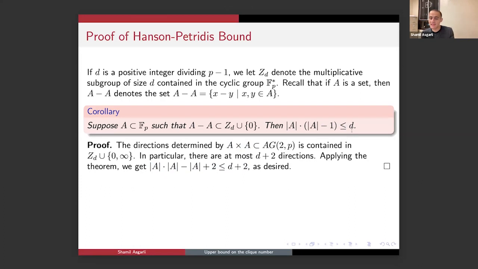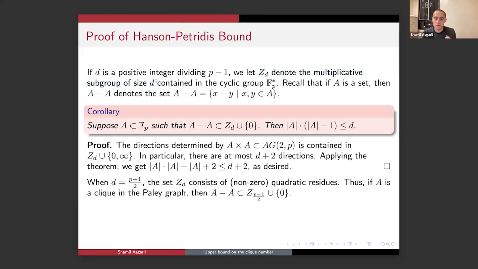And now let's explain why this corollary gives a proof of the Hanson-Petridis bound. Well, let's think about it. What should we pick as the value of d? We want to pick the value of d so that the multiplicative subgroup of size d represents quadratic residues. And there's only one obvious choice for d. We want d to be p minus 1 over 2, because if d is p minus 1 over 2, then the set Zd consists exactly of non-zero quadratic residues.